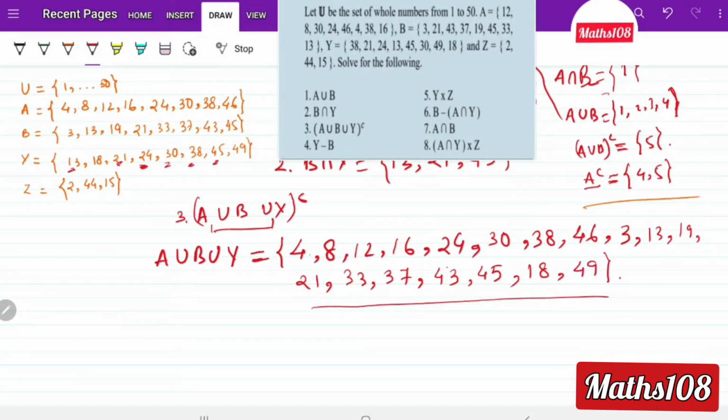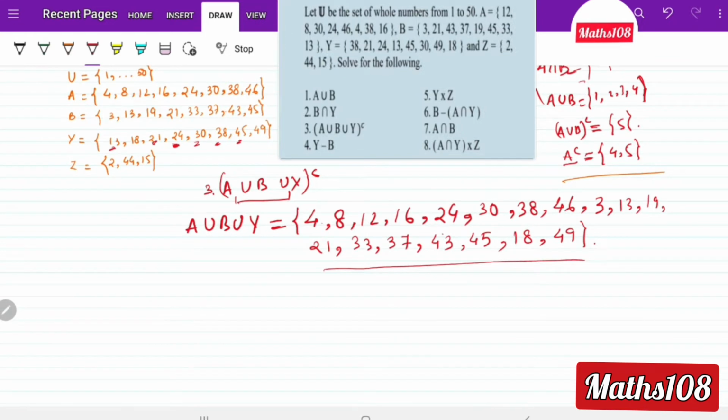So this is the set of A union B union Y. Let's write this in ascending order. So the smallest term is 3, next is 4, next is 8. Next is 12, next is 13, next is 16, next is 19, next is 18. Let's put 18 first.